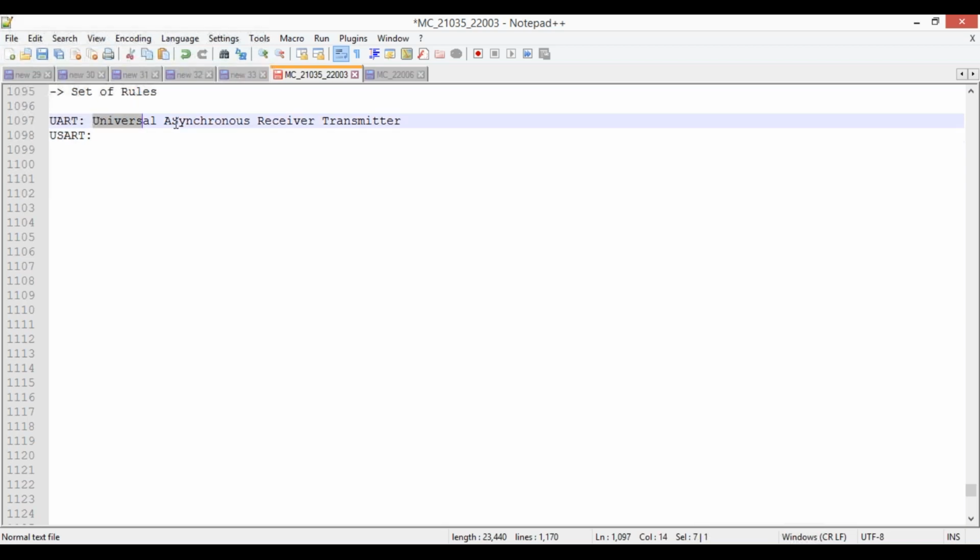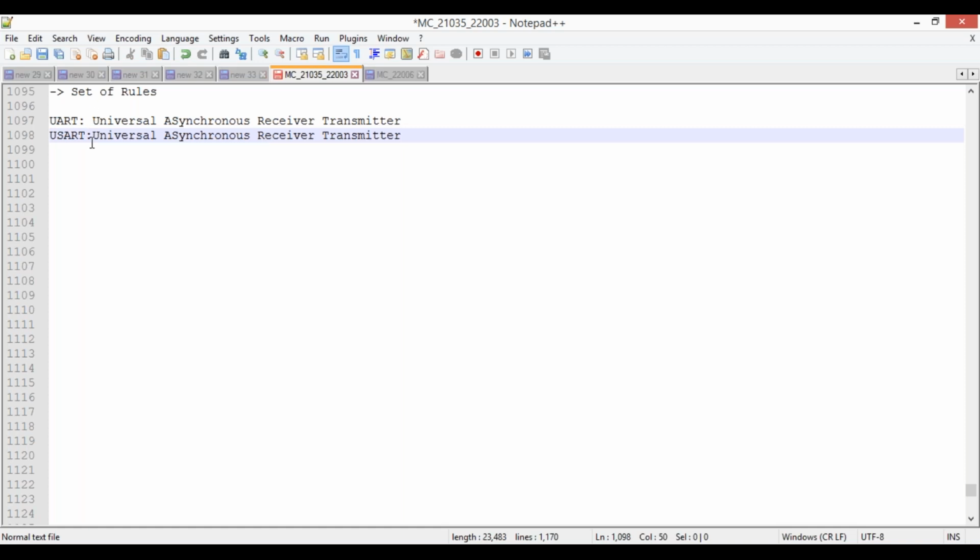Let me note this down first. UART. U stands for universal. S stands for synchronous, and A stands for asynchronous communication. So USART is universal synchronous communication. I don't know why I'm saying synchronous, I'm so sorry. UART stands for Universal Asynchronous Receiver Transmitter, and USART stands for Universal Synchronous Asynchronous Receiver Transmitter.